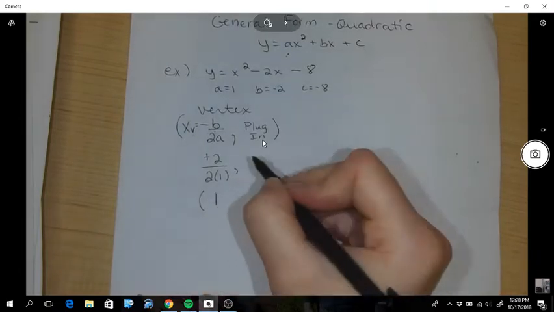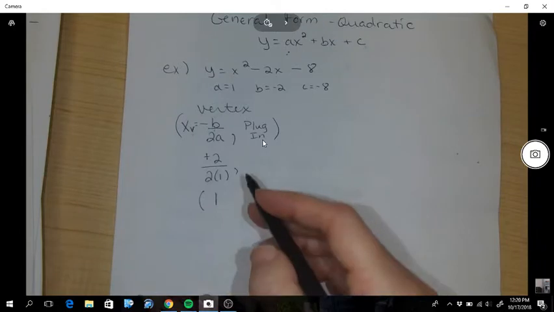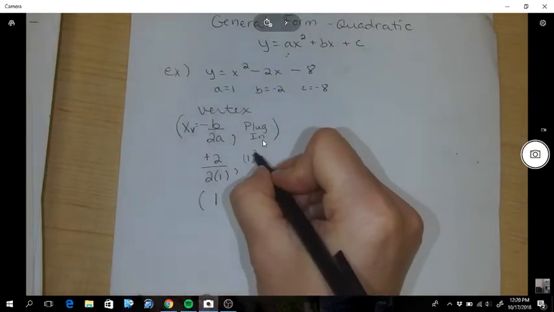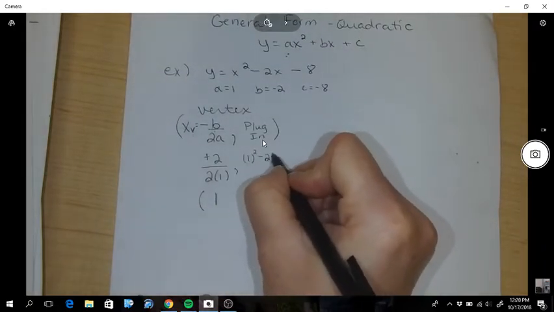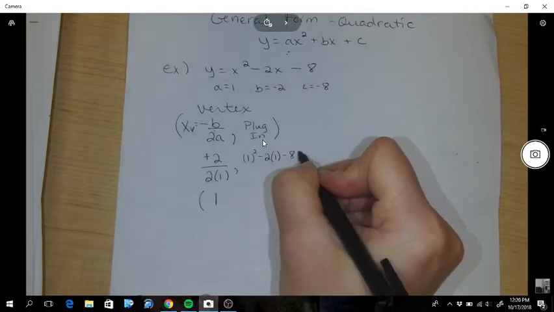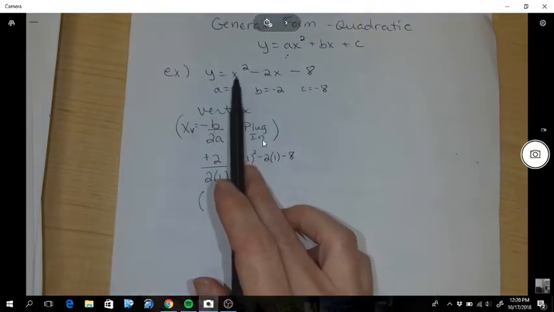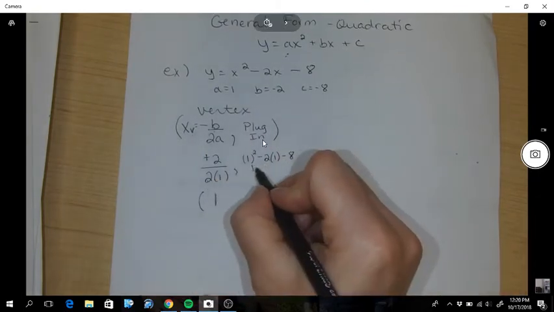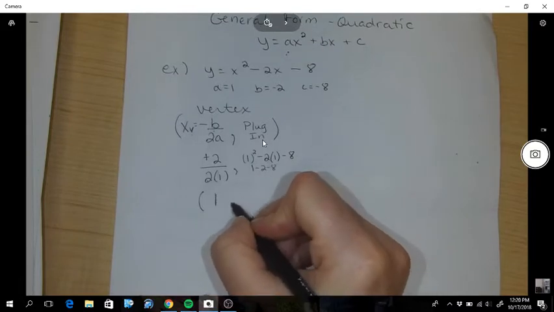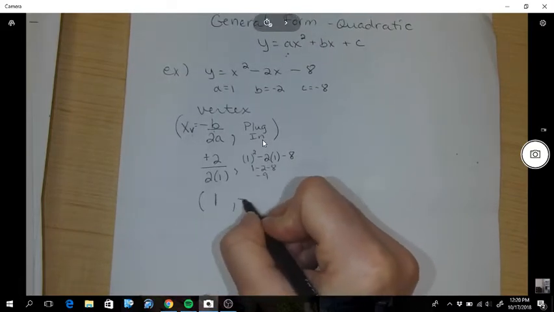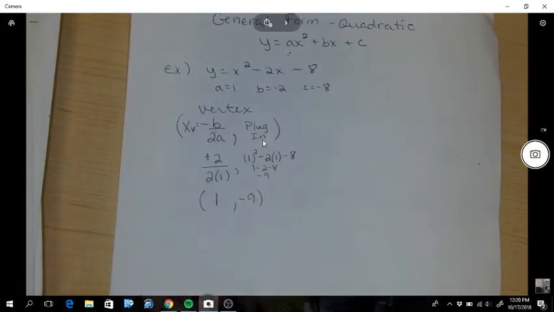Okay, now let's plug that in. So when I plug it in, it's 1 squared, subtract 2 times 1, minus 8. So you can see what I did. I replaced my x with a 1 because I knew my x value. So this is 1 subtract 2 subtract 8, which is negative 9. And that's my vertex.